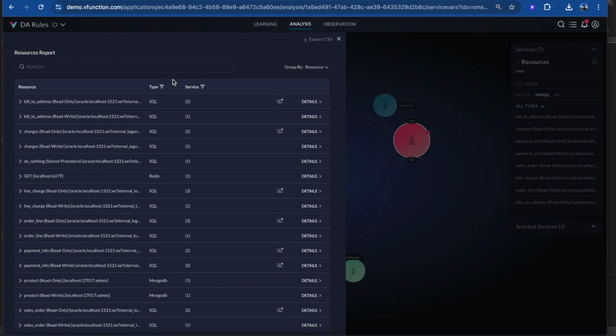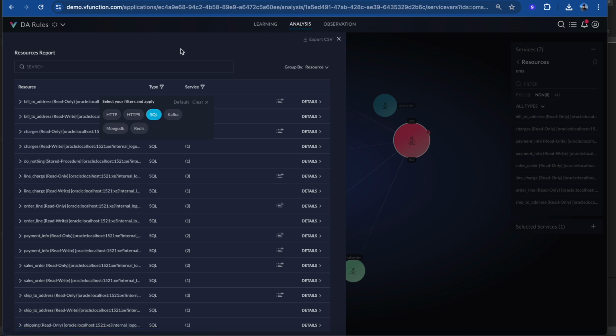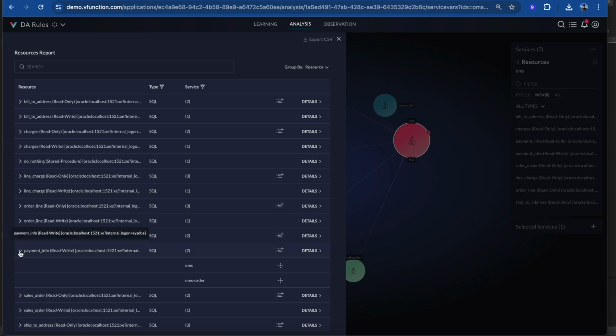Okay, and these are the type of resources in the system, be it Kafka, SQL calls, Redis, MongoDB, and others. If I focused, for example, on database tables, I can see for each database table which services are accessing it, and I see that some have multiple services. So, for example, this database table, the payment info table, is being accessed by 2 services. And indeed, I see the ONS service and the ONS order service, and we know that the ONS service is red. So indeed, it is accessing the same database tables with other services.